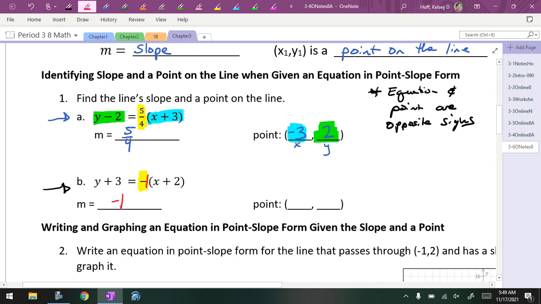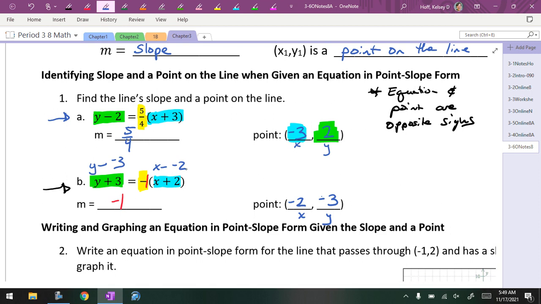Then we look in our point. And remember, you got to write x comma y. So right here, this looks like y and a positive 3. So in my point, it's actually a negative 3 because I need to leave behind a negative with my y, or a minus sign. With the x, it looks like a positive 2, but that means it's actually a negative 2 because I need to leave behind a negative sign.